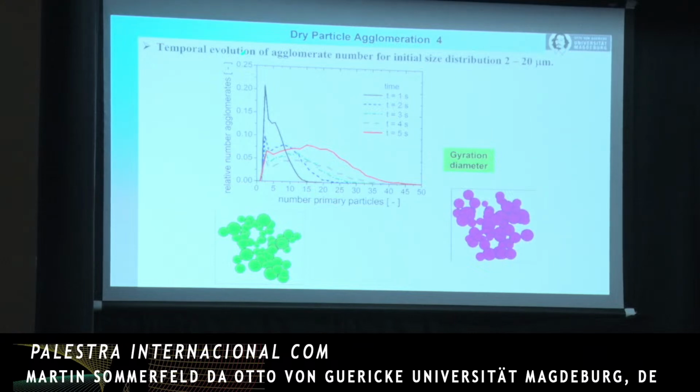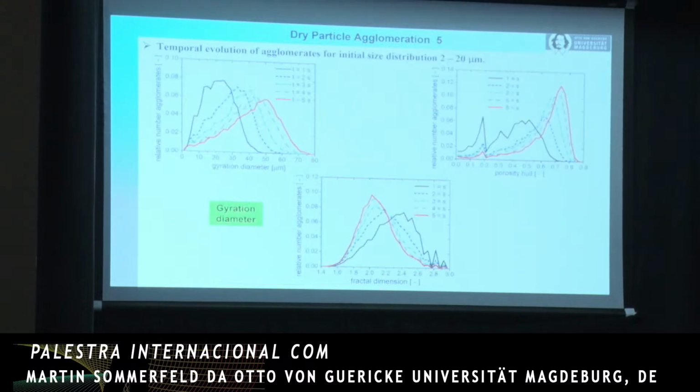And to see the evolution: relative number of aggregates, number of primary particles in time. Of course, it's growing. Then you see the gyration diameter, it's also growing, and the PDF is somehow changing. The beginning is normally distributed, and at the end it's skewed to one side. Again, tracking with gyration diameter, collision detection with gyration diameter.